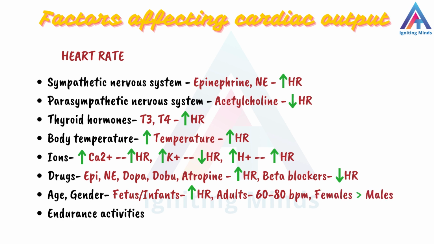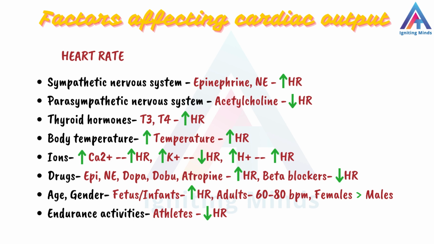And interestingly, females have a faster heart rate than males. Typically, on average, it's 72 to 80 beats per minute for females and 64 to 72 beats per minute for males. A word about endurance trainers.